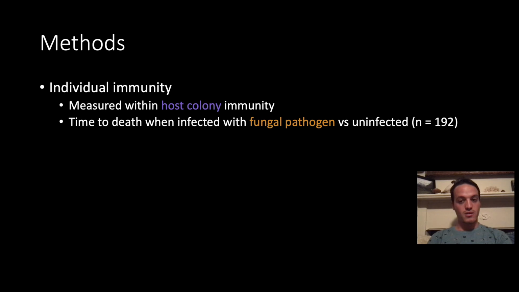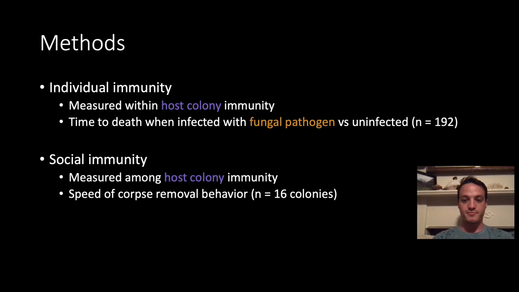To measure individual immunity, or within colony immunity, we measured a proxy for immune strength of worker ants within each host colony by exposing them to fungal pathogens and measuring how long they lived once infected with the fungus compared to uninfected workers. We did this on 96 individuals before and after exposure to the scout. To measure social immunity, or collective immunity, we measured the latency of corpse removal, which is a measure of collective hygiene, in the respective host colonies. We did this across all 16 colonies.